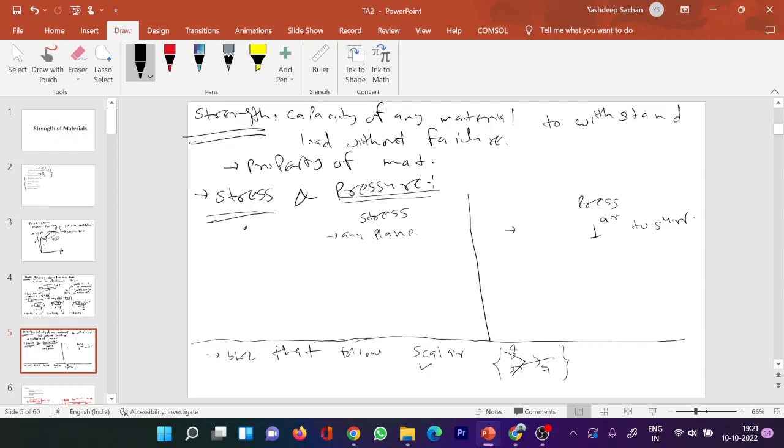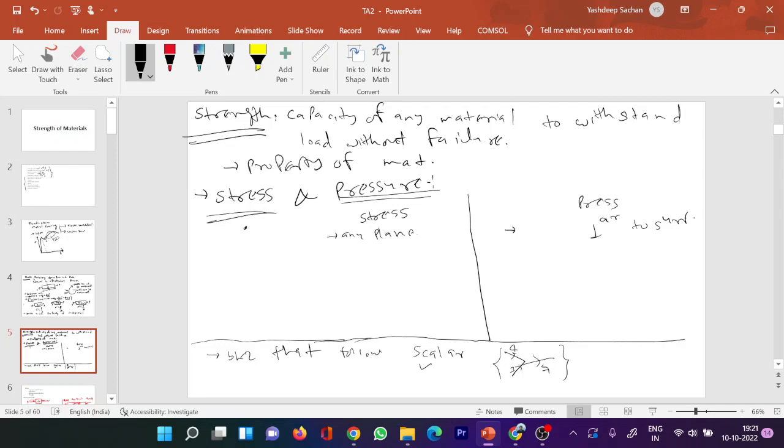But the same happens with pressure. Whatever pressure is there follows normal addition. It doesn't follow vector addition, so it is a scalar. If scalar, then zero order tensor. That's why.